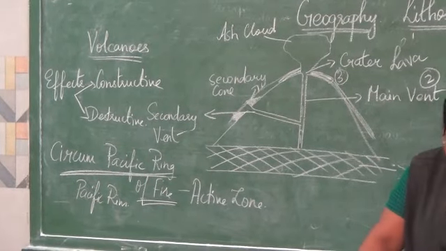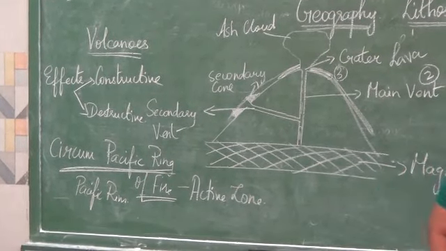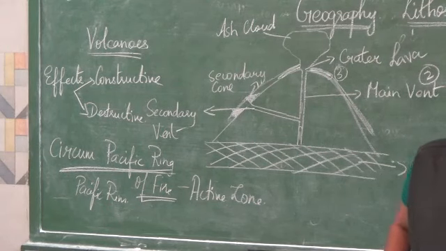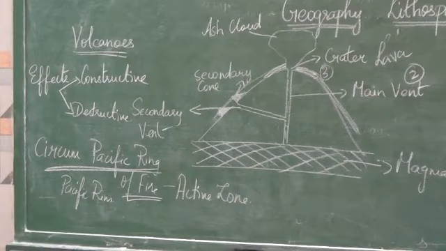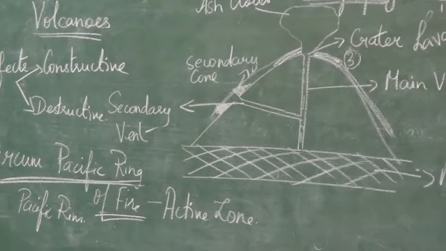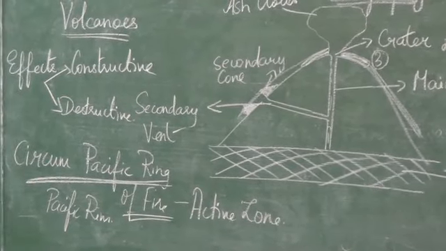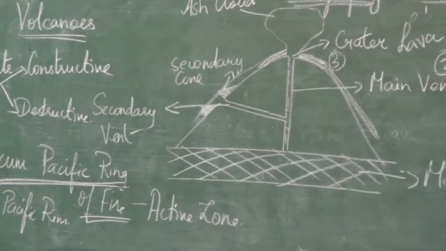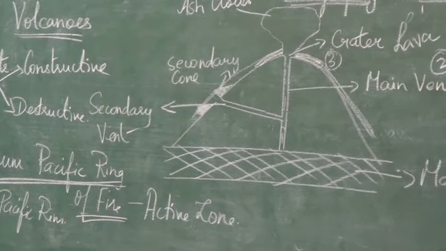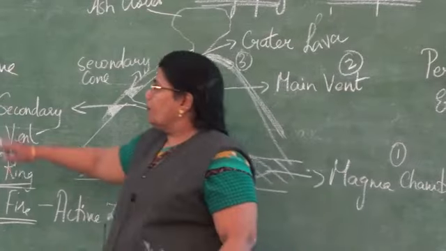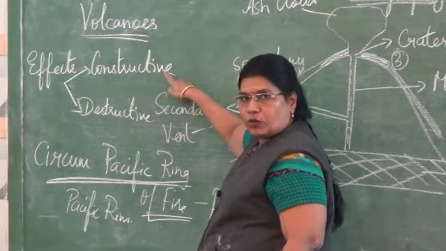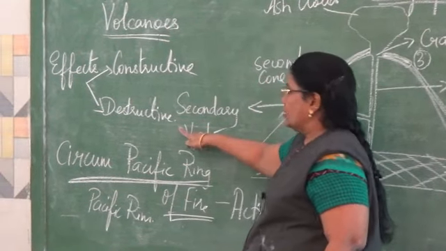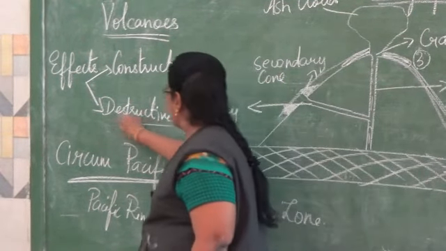In this specific ring of fire, most of the earthquakes and volcanic eruptions do not strike randomly, but occur along the boundaries. Next, we are going to see about the effects of volcanoes: the constructive effects of the volcanoes and the destructive effects of the volcanoes.